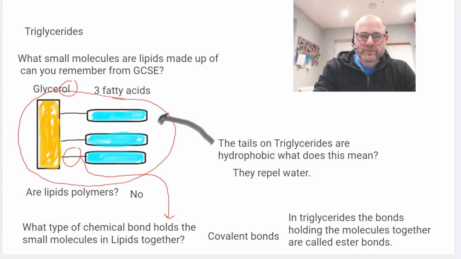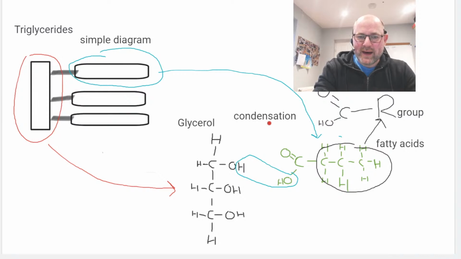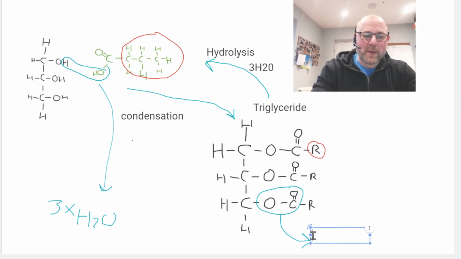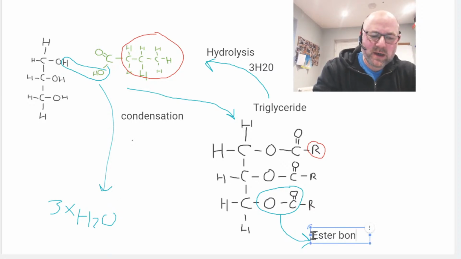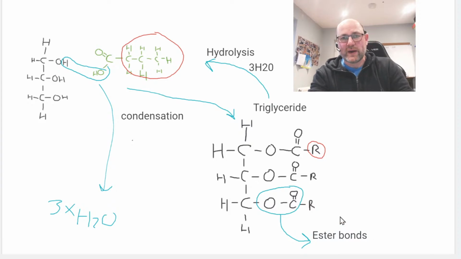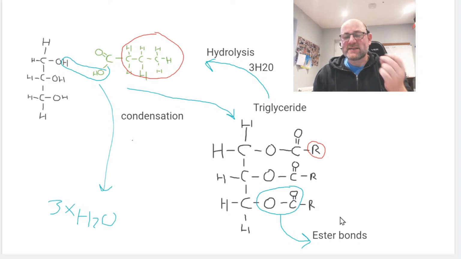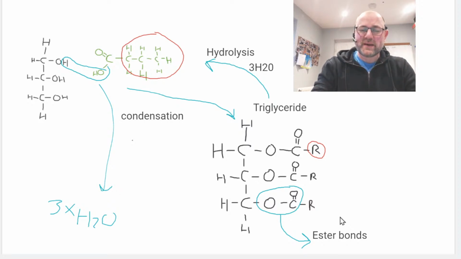Now, talking about the ester bonds, which I didn't highlight, big no-no not to highlight that. This is the ester bond which is formed. So that bond there is the ester bond. So we talked about glycosidic bonds in carbohydrates between the glucose molecules or the different types of monosaccharides. They're ester bonds in triglycerides or lipids. You have to know the name of them, and they're ester bonds.